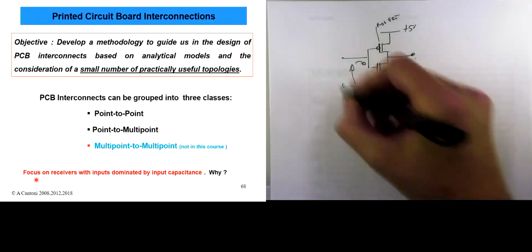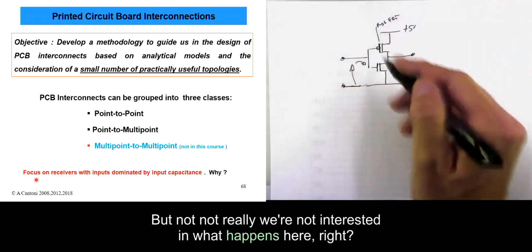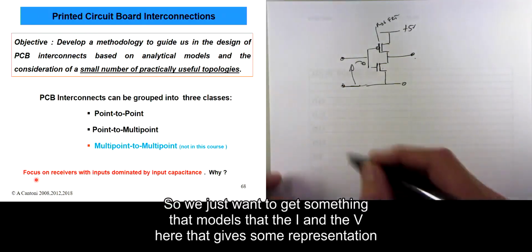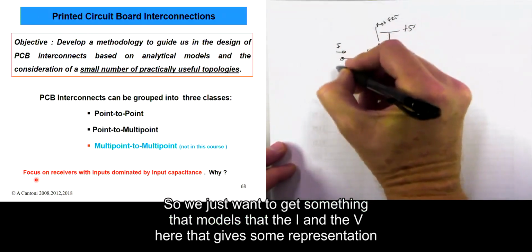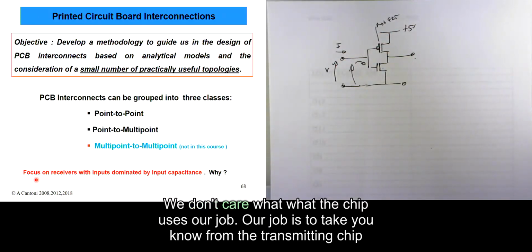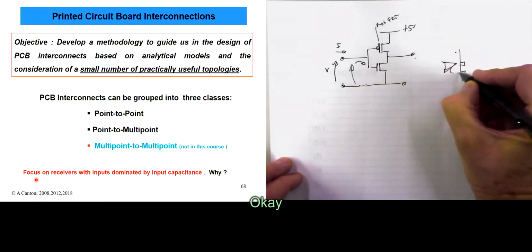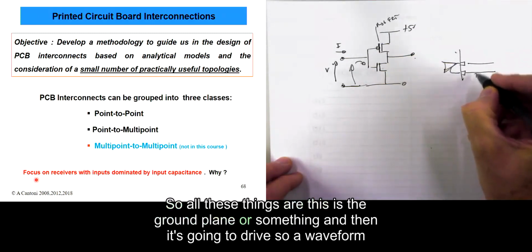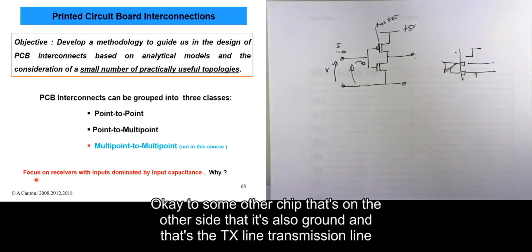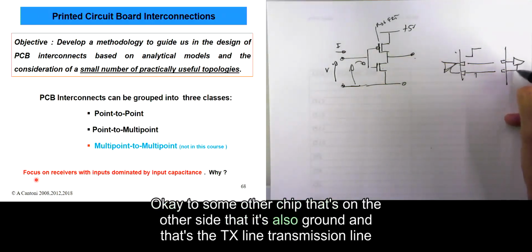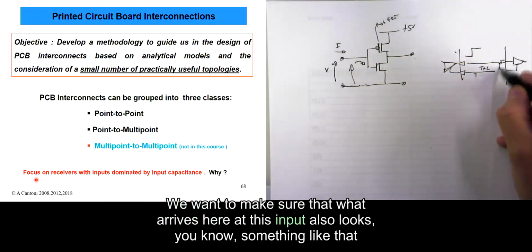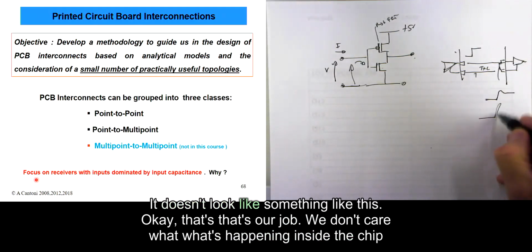No, well, not really. We're not interested in what happens here, right? We just want something that models the I and the V here. That gives some representation, so we don't care what the chip uses it for. Our job is to take, from the transmitting chip, it's got little signals and it's got ground. All these things, this is the ground plane or something, and then it's going to drive, say, a waveform, to some other chip on the other side, and that's also ground, and that's the TX line, transmission line. We want to make sure that what arrives at this input looks something like that, and doesn't look like something like this. Okay, that's our job. We don't care what's happening inside the chip.